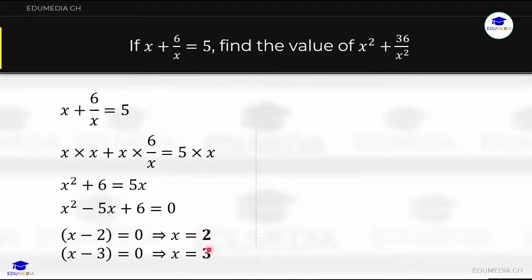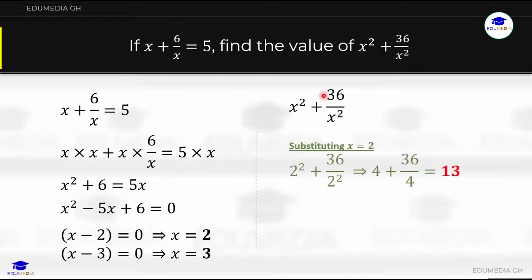Now we have to substitute each of these figures into the formula to test it and see what we will get. Substituting x equals 2, we put the value of x, which is 2, into the whole formula. So 2 squared plus 36 divided by 2 squared. That will give us 4 plus 36 divided by 4, and the answer here is 13.